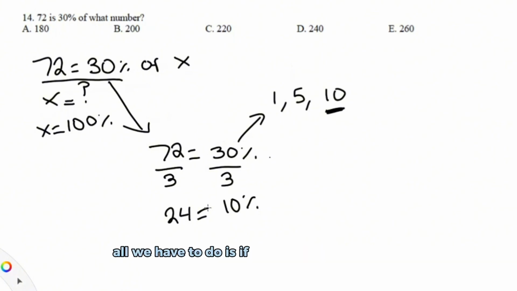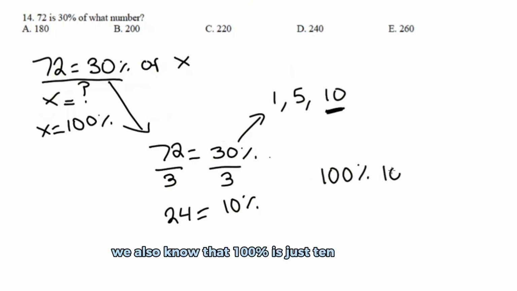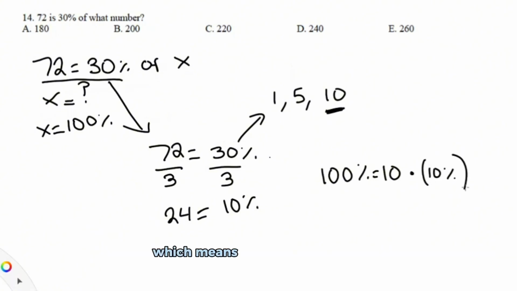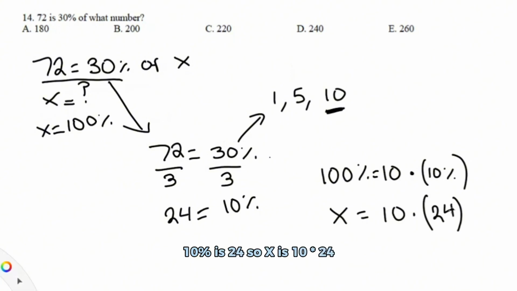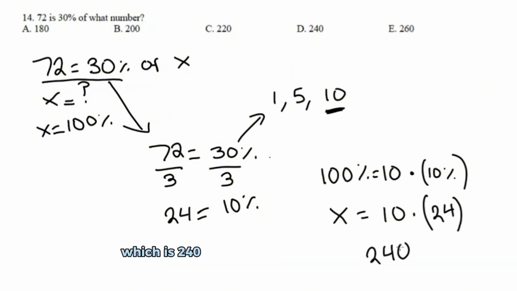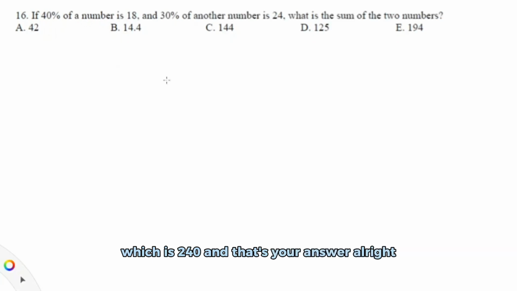All we have to do is, if we know that 10% is 24, we also know that 100% is just 10 times 10%, which means x is 100%, right? So x is equal to 10 times the 10%. In this case, 10% is 24. So x is 10 times 24, which is 240, and that's your answer. All right, the next problem.